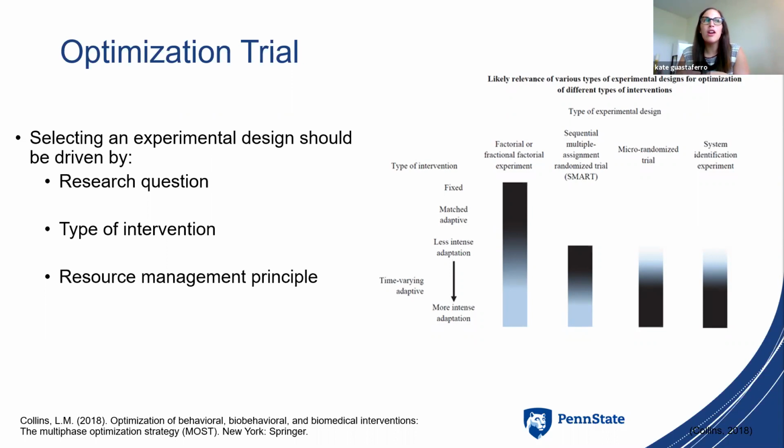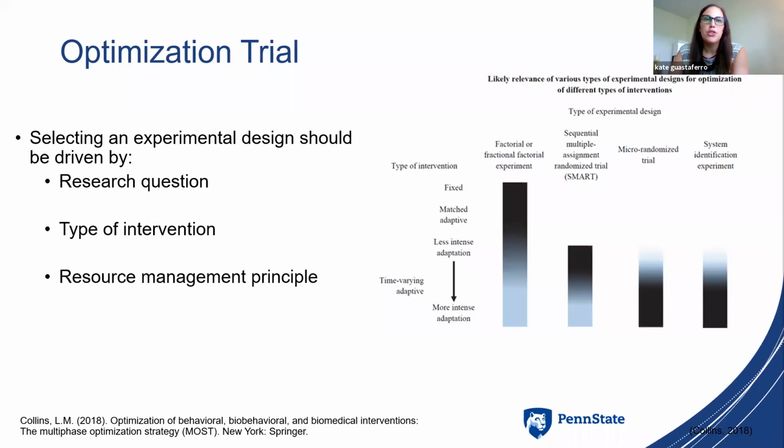So if your question lends itself to, let's say, a 5-arm randomized control trial, well, you certainly are not going to have the resources, be it in terms of money or in terms of the people, like the subjects, to carry that out. So that's not the right experimental design according to the resource management principle. So you take all of those things into account.